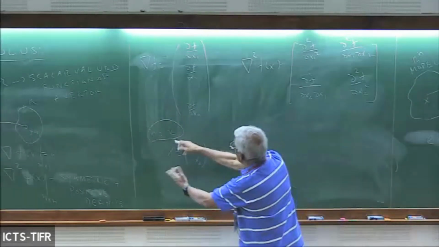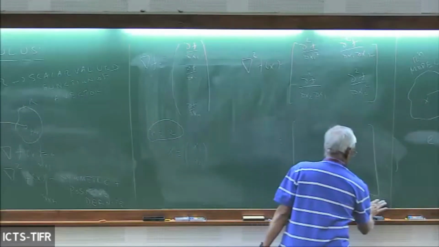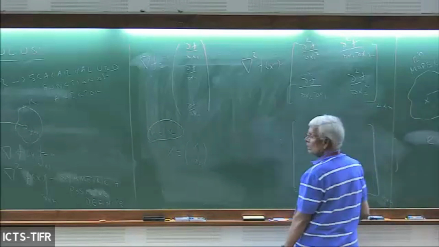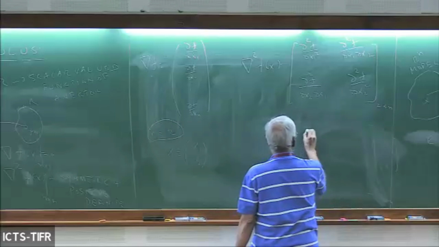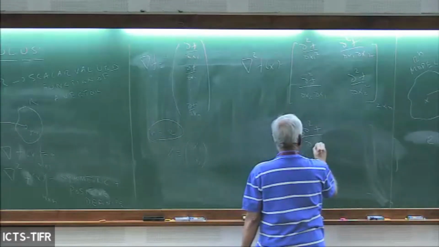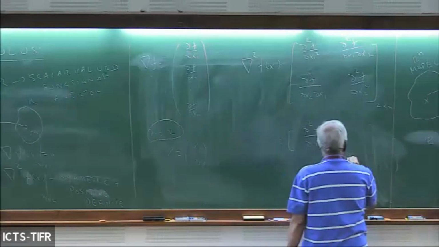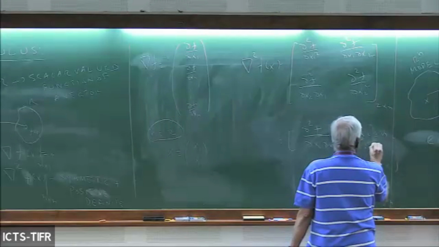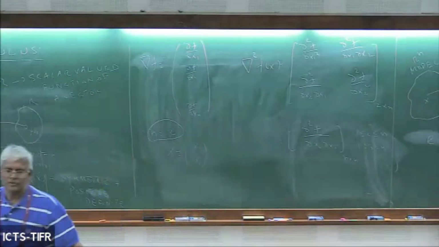So for a general n, what will this be? This will be an n by n matrix. This is a 2 by 2 matrix. What is that n by n matrix? I can simply write it like this: del square f by del xi del xj. This is the n by n matrix, with 1 less than or equal to i less than or equal to n, 1 less than or equal to j less than or equal to n. Got it, sir?